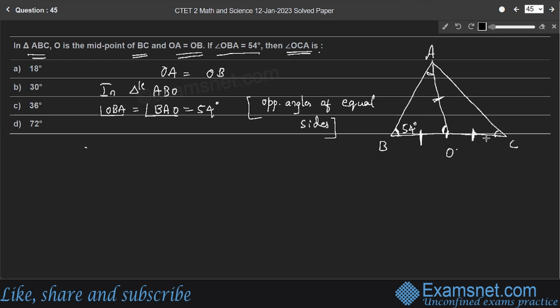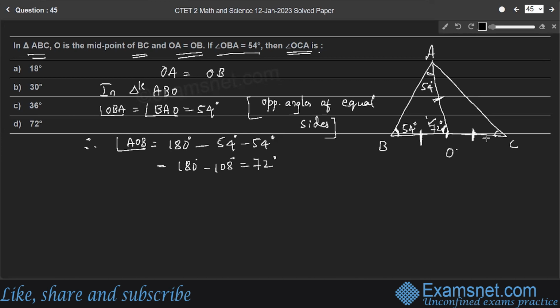Therefore, what is the measure of the third angle AOB? So what is the measure of this angle? If two angles are 54 degrees, the sum of the interior angles in a triangle is equal to 180 degrees. Therefore, angle AOB is equal to 180 minus the sum of the remaining angles. So 180 minus 54, and another angle is also 54 degrees, which is equal to 180 minus 108 degrees, which is equal to 72 degrees. So the third angle measures 72 degrees.